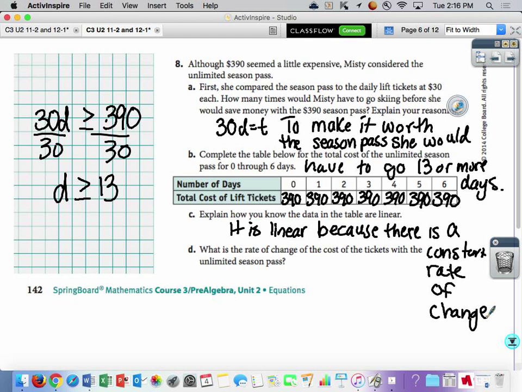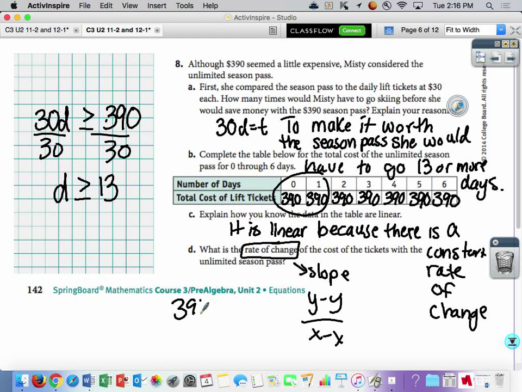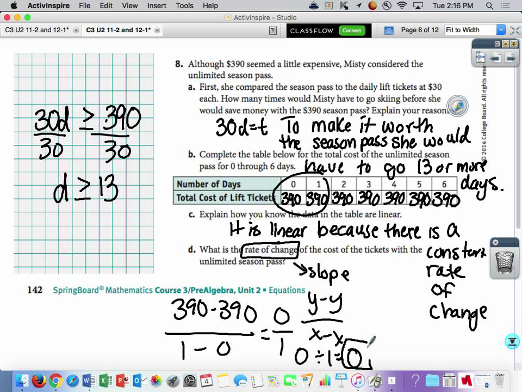All right, so rate of change is also another word for slope. And to calculate slope, we do y minus y over x minus x. So I'm going to pick these two. I'm going to do my y's on top, so 390 minus 390 over 1 minus 0. So that's going to give me 0 over 1. 0 divided by 1 gives me 0, so my slope is 0.